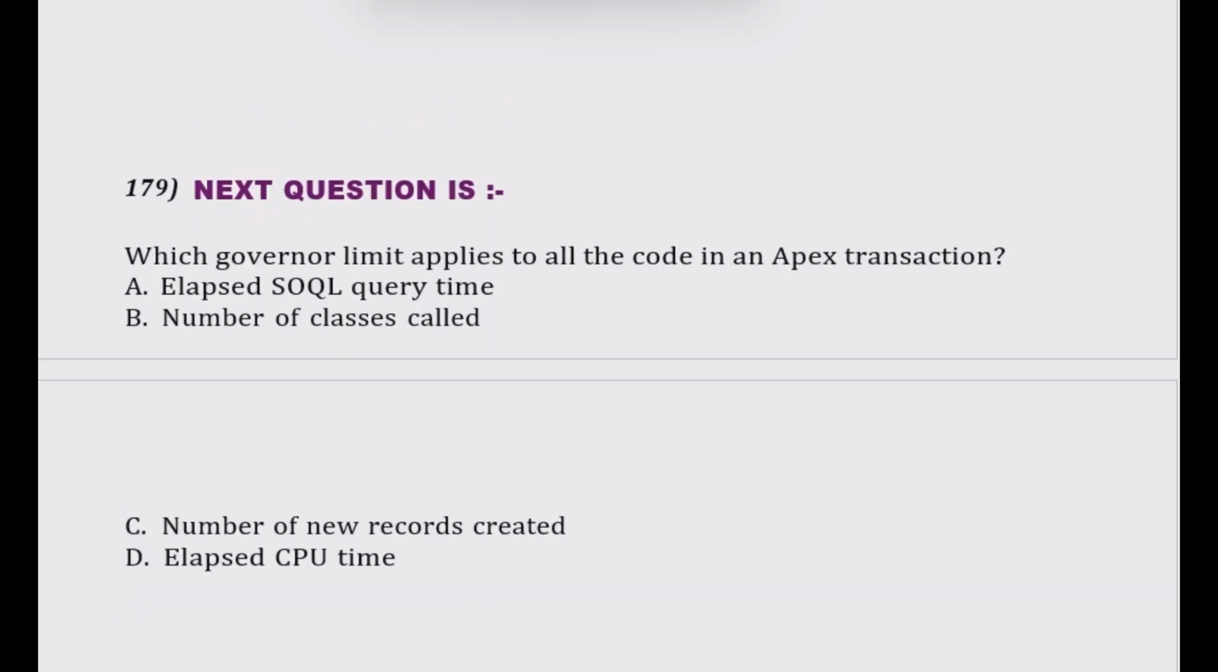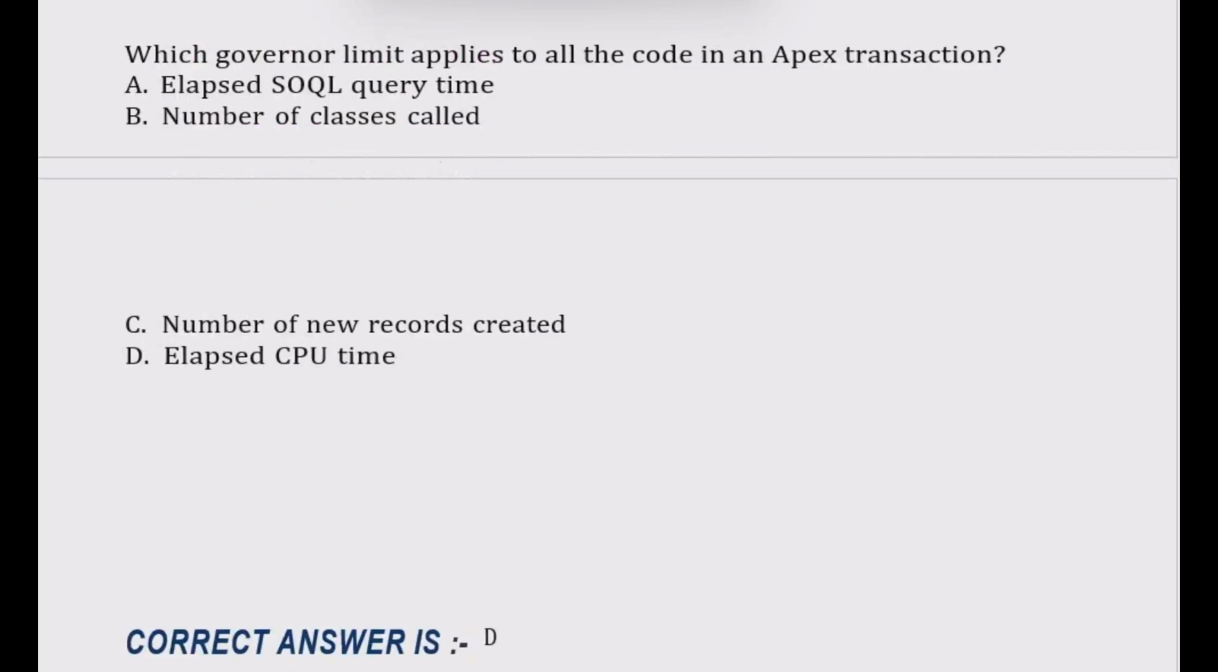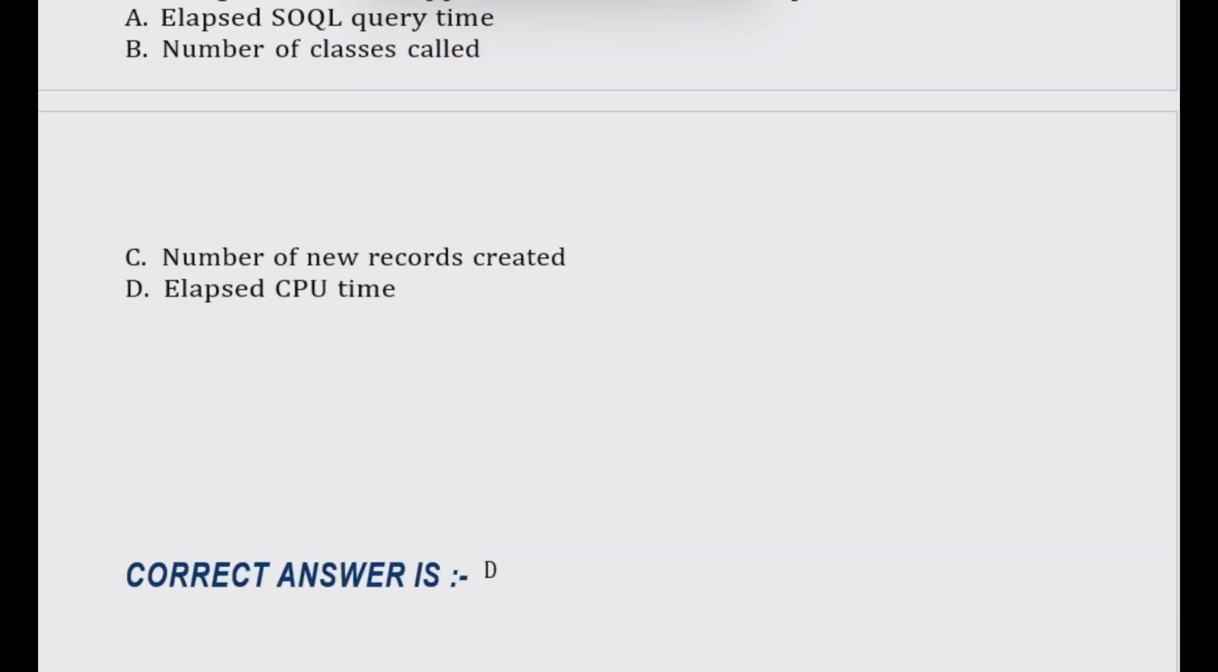Question is, which governor limit applies to all the code in an Apex transaction? Option A. Elapsed SOQL query time. Option B. Number of classes called. Option C. Number of new records created. Option D. Elapsed CPU time. Correct answer is option D.